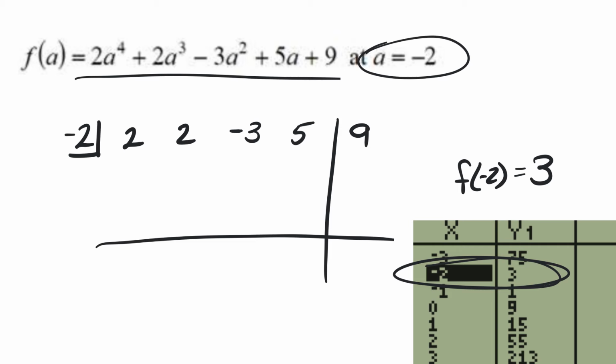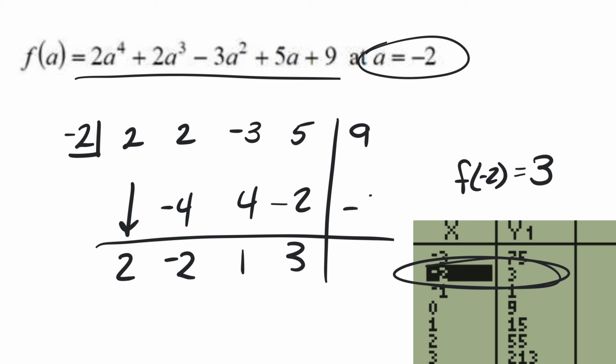If you plugged in -2 to this and solved it by hand, it would take you a good bit of time, right? Would you all agree, even with a calculator? Watch how quickly synthetic division goes. Now, I hate to do anything quickly, but it's kind of the point here. So we go 2, that's -4, that's +4, that's 1, that's 3, that's -6. There's the answer, 3.